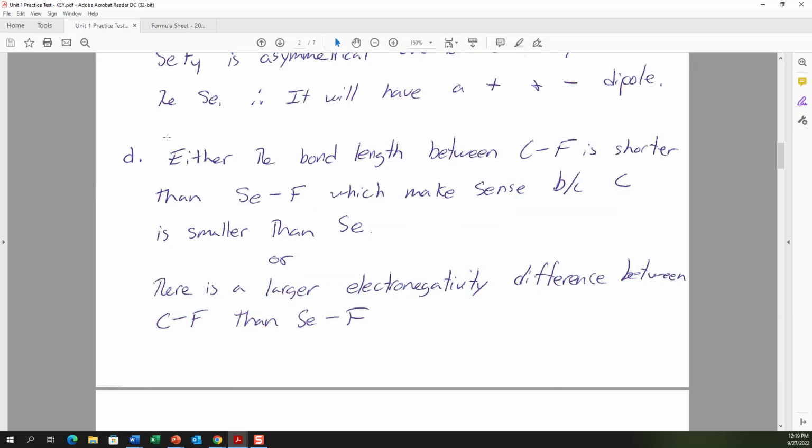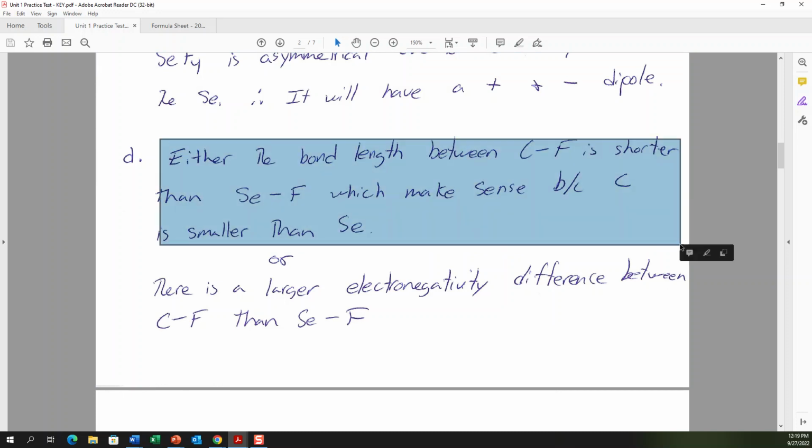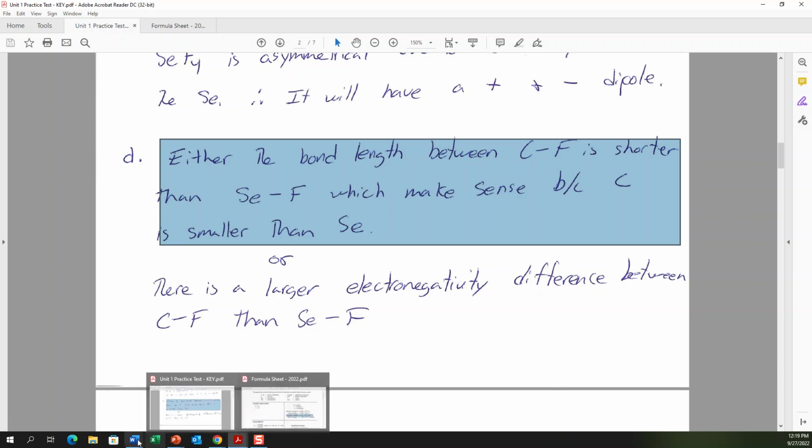But this one is the better one due to the fact that the bonds are equally polar, same electronegativity difference. So what would make this bond stronger? Bond length in this case. The shorter the bond, the stronger the bond.